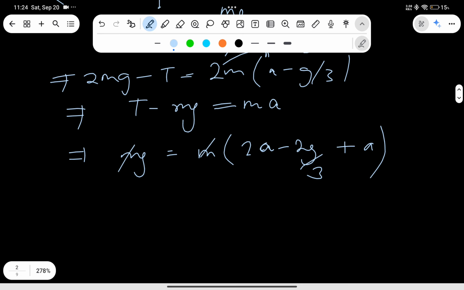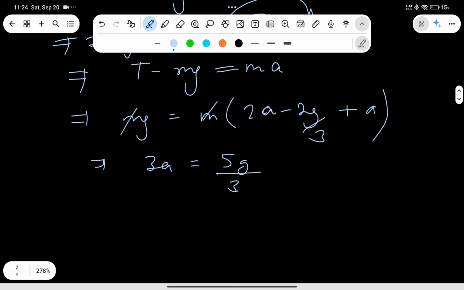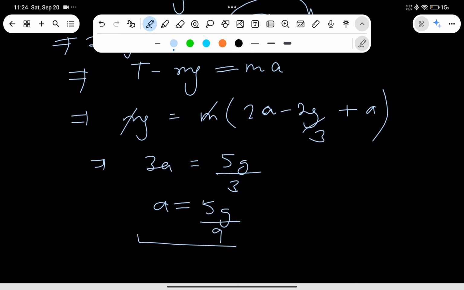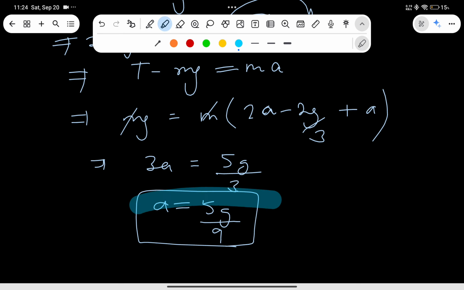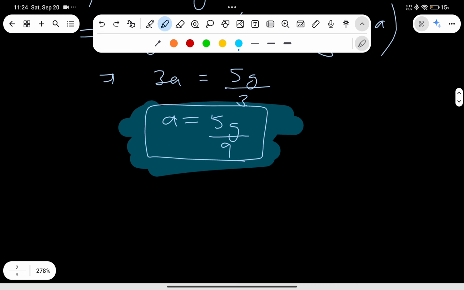So mg, the m gets cancelled, then you have 3a equals 5g by 3, because you add g plus 2g by 3 to get 5g by 3, and a will finally become 5g by 9. So this is the answer.